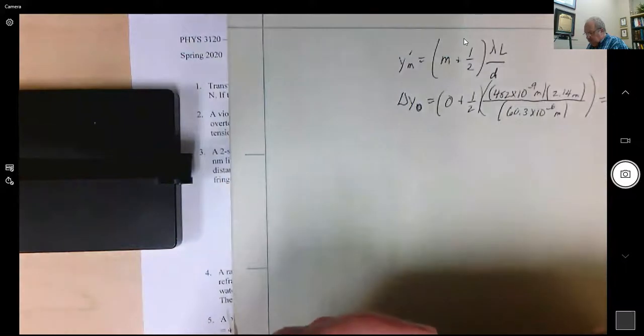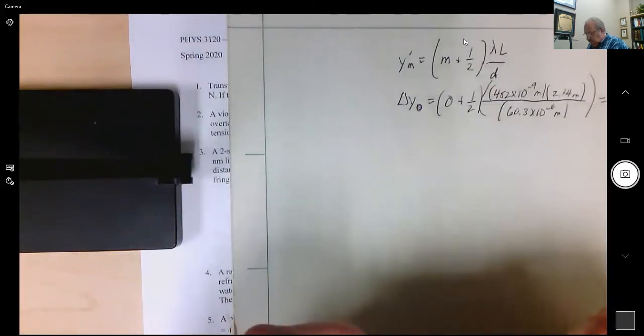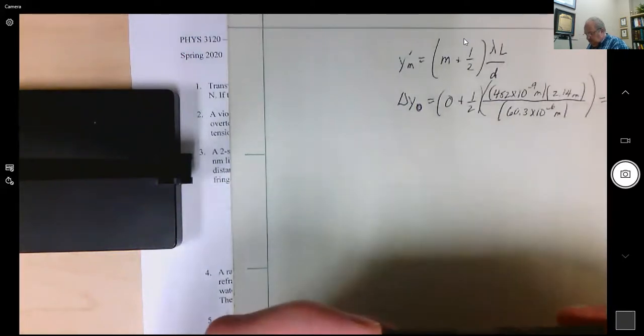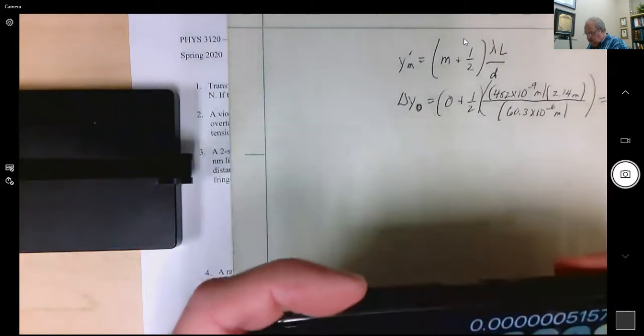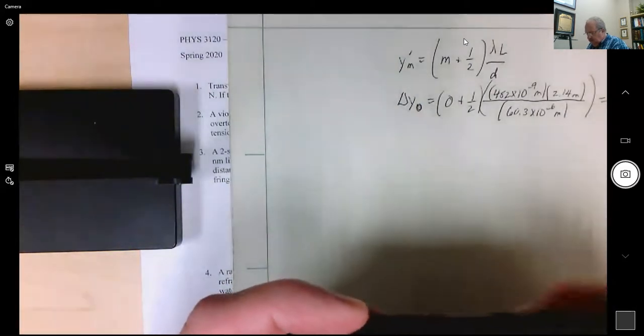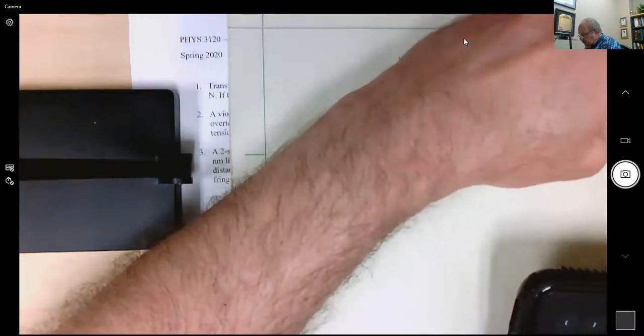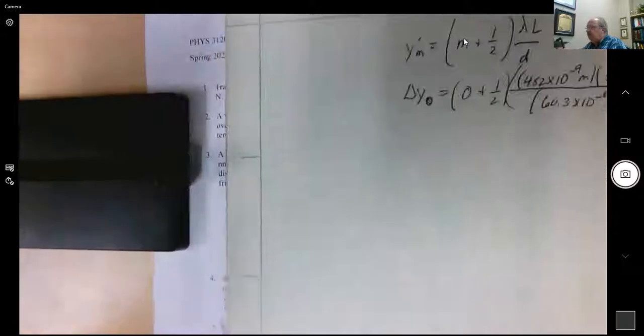.5 times 482 times 10 to the negative 9th times 2.14 meters divided by 60.3 divided by 10 to the negative 6, and that gives me 0.00855 meters, or 8.55 millimeters. Okay, show you that over there.